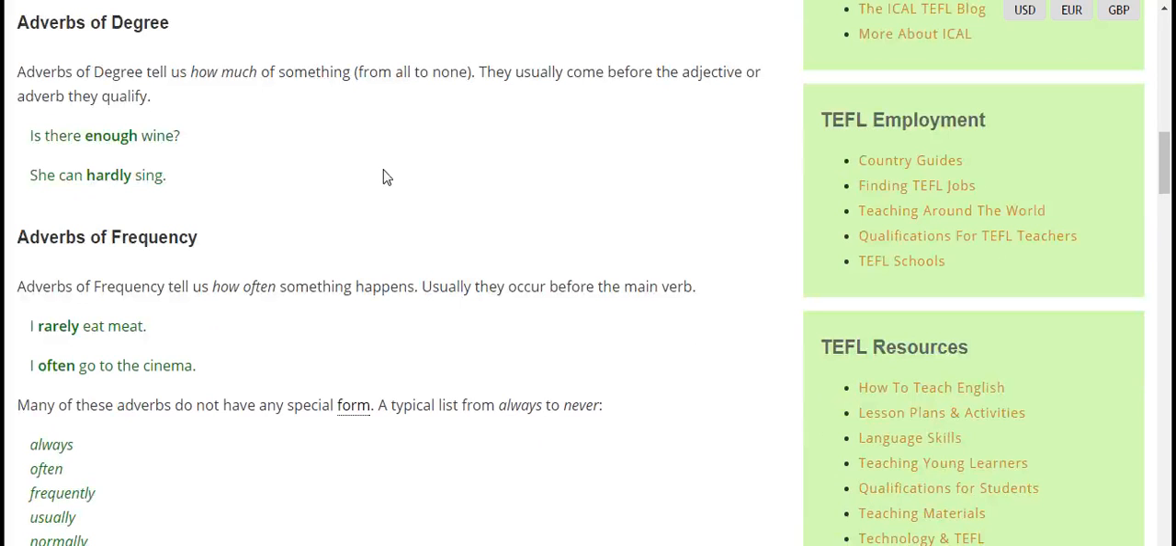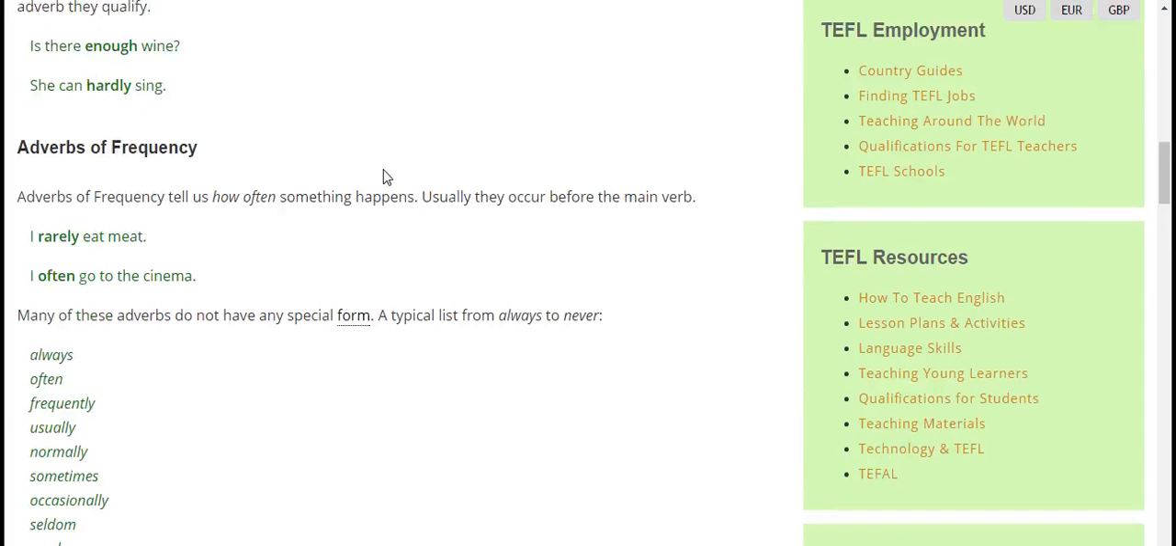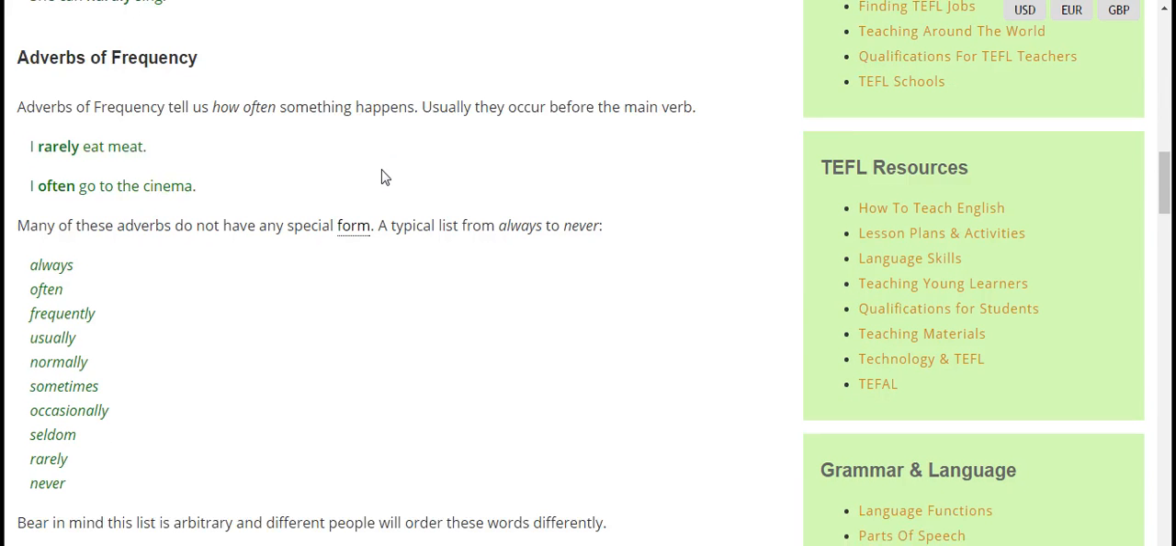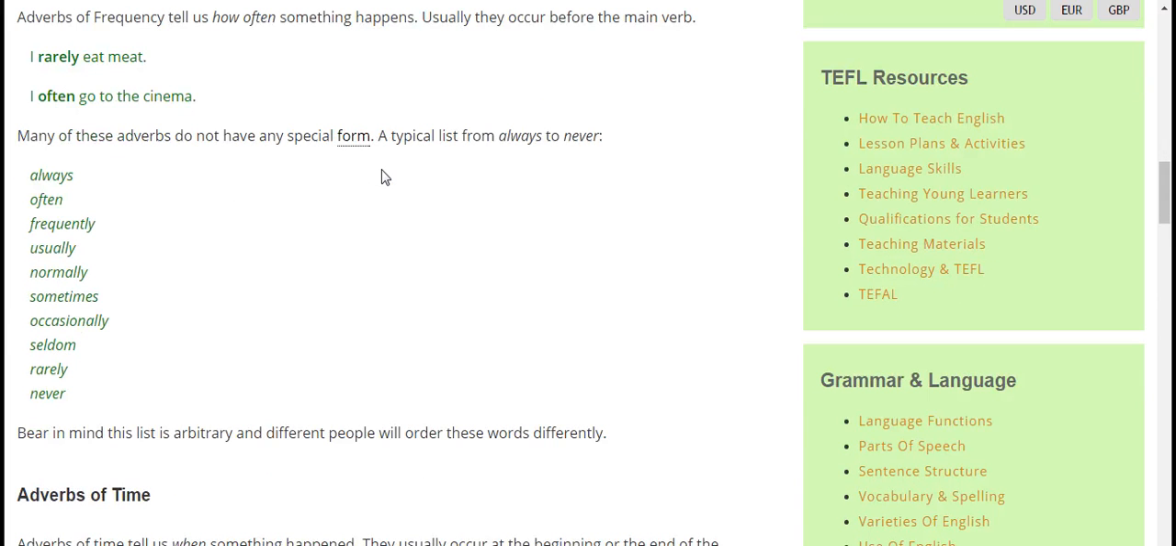Adverbs of degree tell how much something is done. They usually come before the adjective or adverb they modify, for example: she can really sing. Adverbs of frequency tell us how often something happens. Usually they occur before the main verb. I really like it. I often go to the cinema.